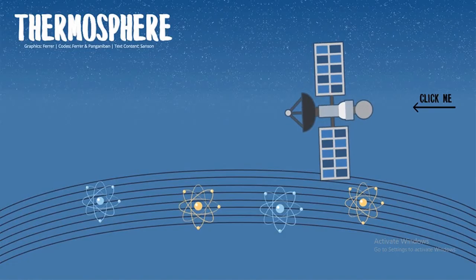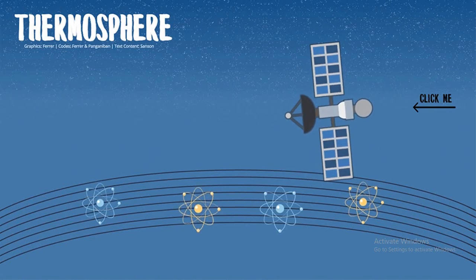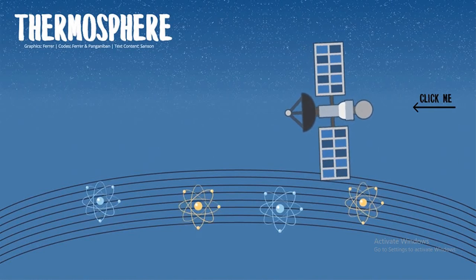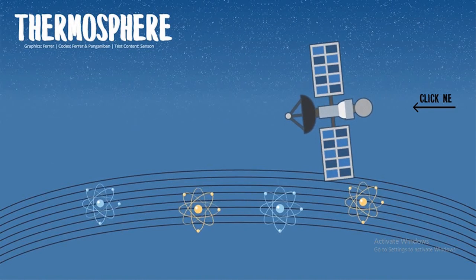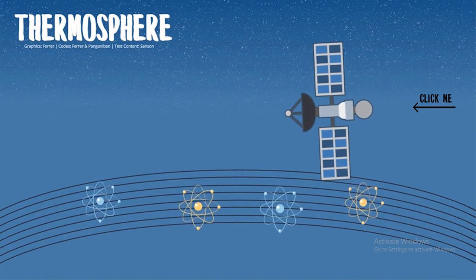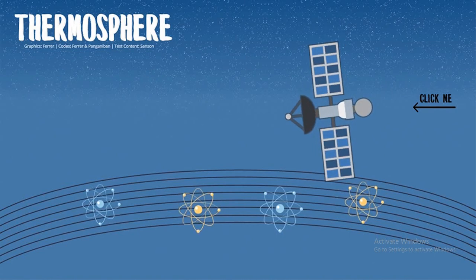Thermosphere. It exists at about 600 kilometers from the Earth. It has homosphere and heterosphere, where the gases are lower or higher.